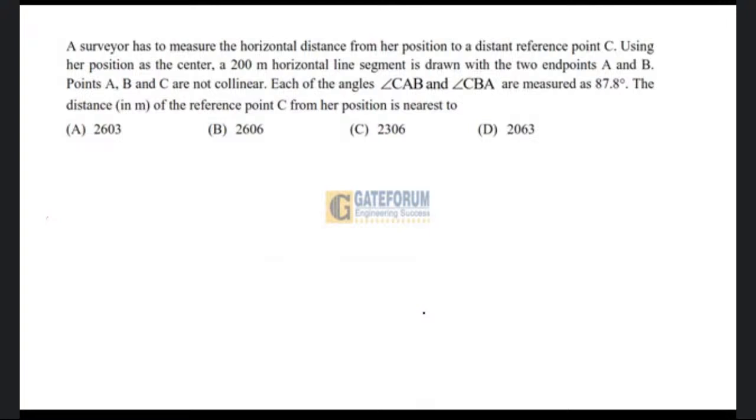So this is the first question in front of you. A surveyor has to measure the original distance from her position to a distant reference point P. Using her position as the center, a 200-meter horizontal segment is drawn with two endpoints A and B, which basically means if this is A and this is B, the surveyor is at the center and this is 100 meters and this is 100 meters.